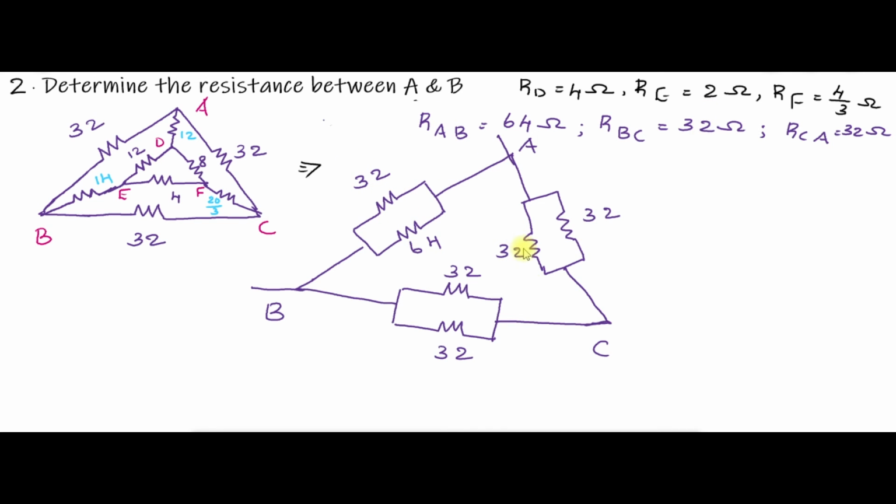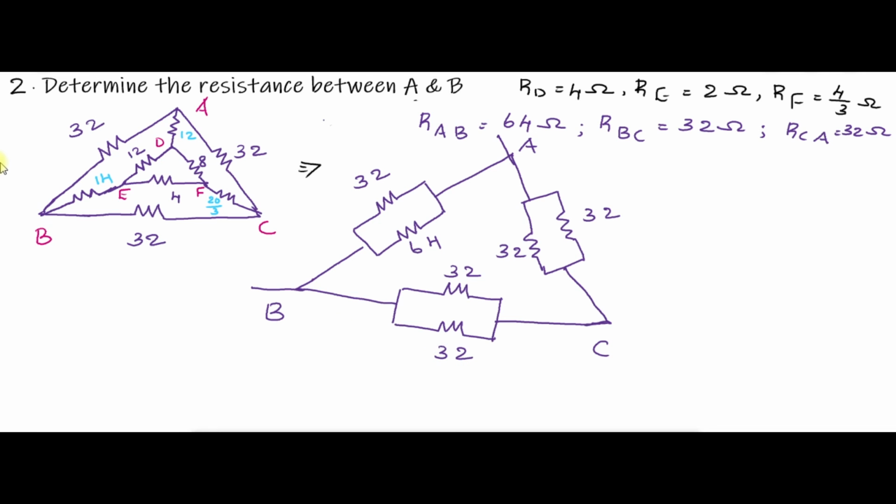Then this 32 across B and C, so I have kept it like this. And this 32 also across A and C. So I have kept it like this. Now you can see this 32 and 64 are in parallel. This 32 and 32 are in parallel and these two are in parallel.